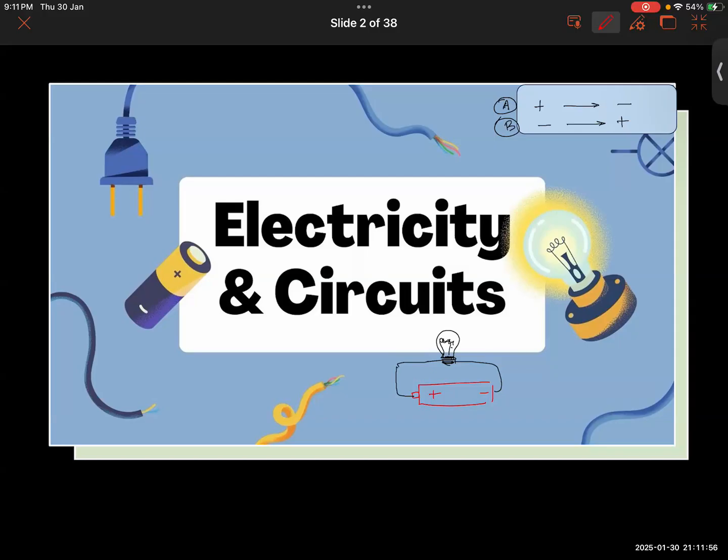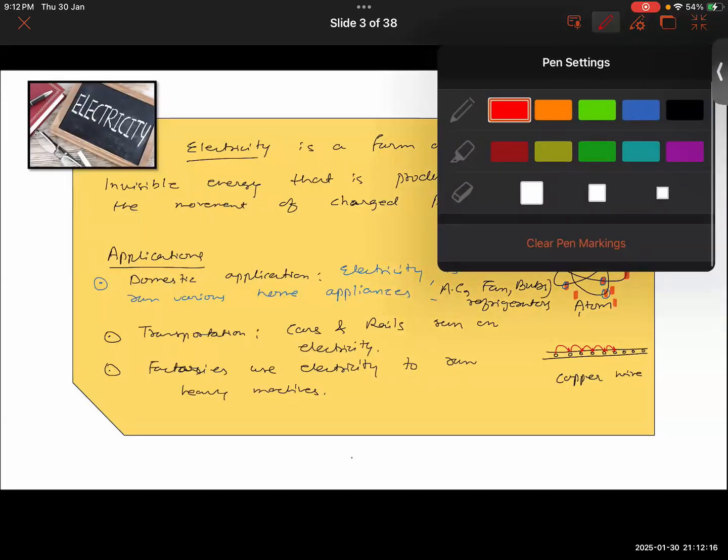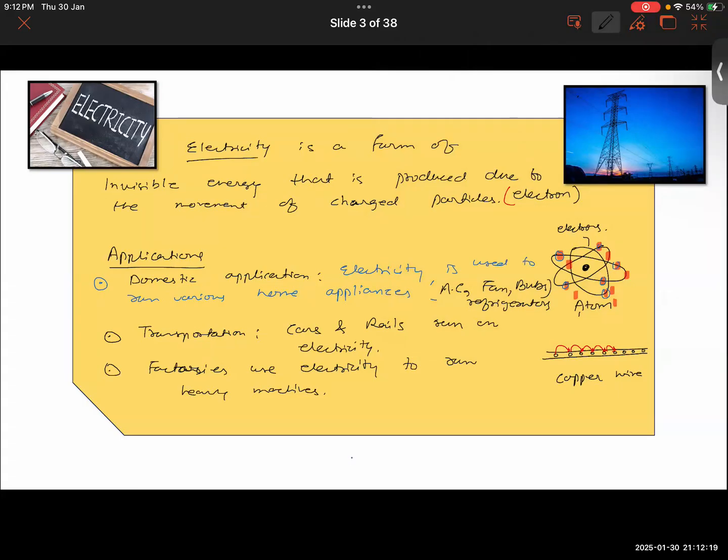Sir, positive to negative terminal. Very good. So that is the direction of the flow of current. Okay. Ayush, you tell me, what do you mean by open circuit? And Salman, you have to tell me the name of the thin wire used in the electric bulb.